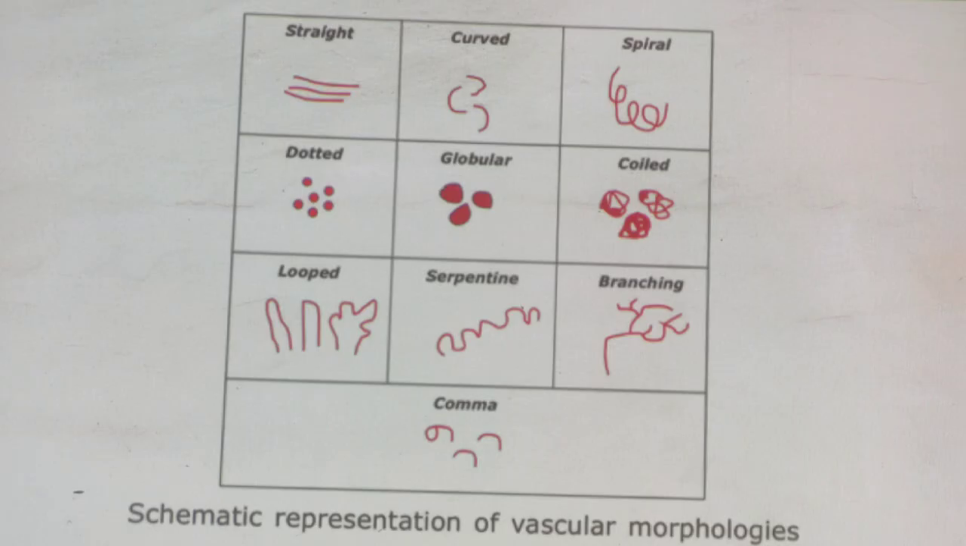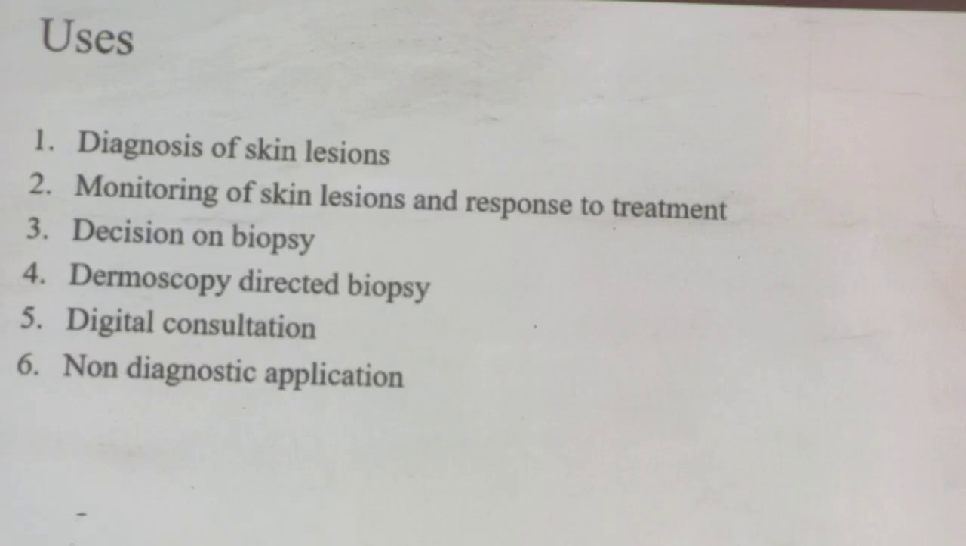Next. These are the schematic representation of vascular morphologies. It may be straight, curved, spiral, dotted, etc. Next. Coming to the uses of dermoscopy. Dermoscopy can be used to diagnose skin lesions. It can refute a diagnosis, or at least it can narrow down the list of differential diagnoses. Then it is used in the monitoring of skin lesions and response to treatment.